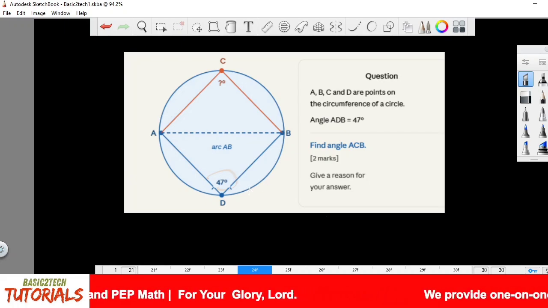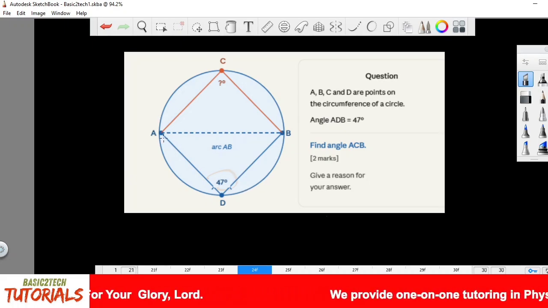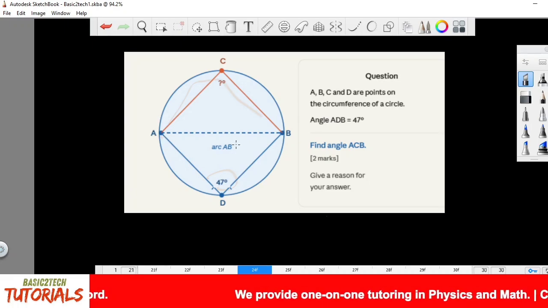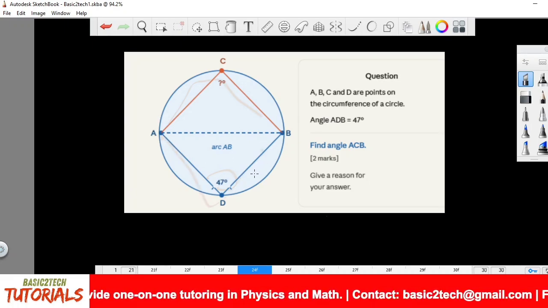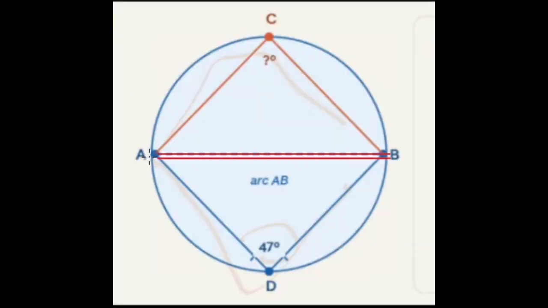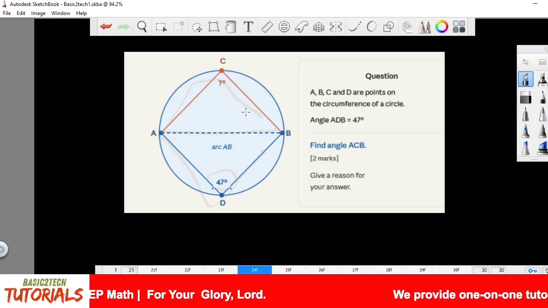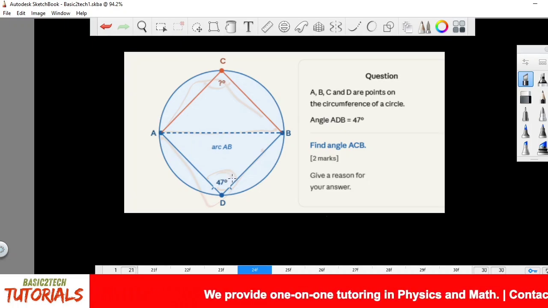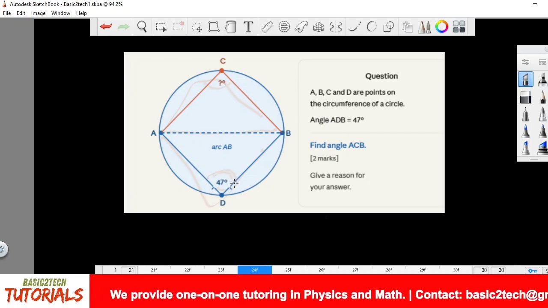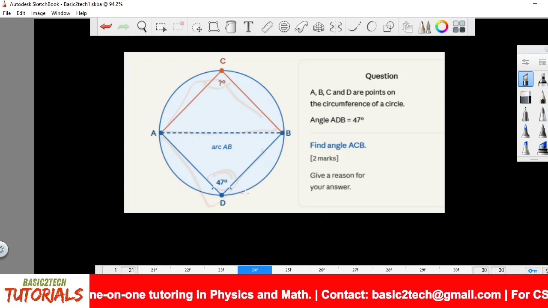Here is the key question. What do angle ACB and angle ADB have in common? Both of them stand on the same chord. Line AB here, line AB is the arc and is the chord on which angle ACB and angle ADB are standing. C is on one side and D is on the other side. Both are in the same segment of the circle.